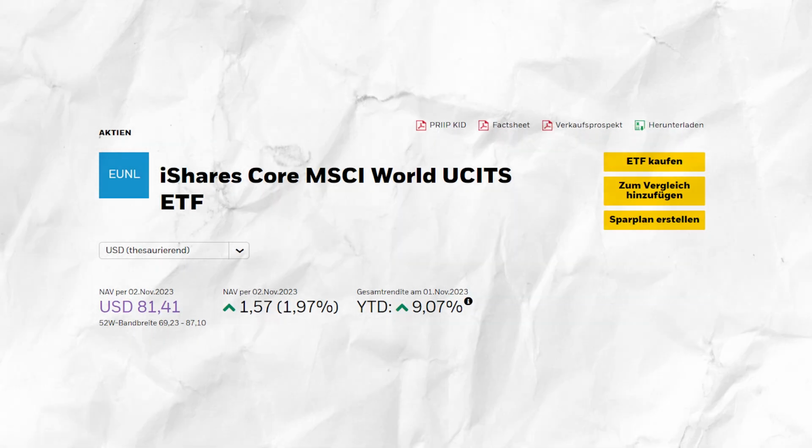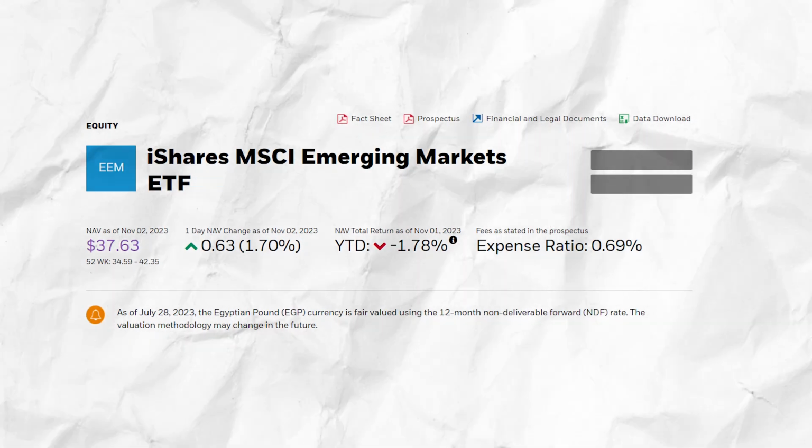And if you want to have more diversity and less comparative risk, then you should look into the MSCI World ETF if you want exposure to the Western world, and the MSCI Emerging Markets ETF if you want exposure to the emerging markets.